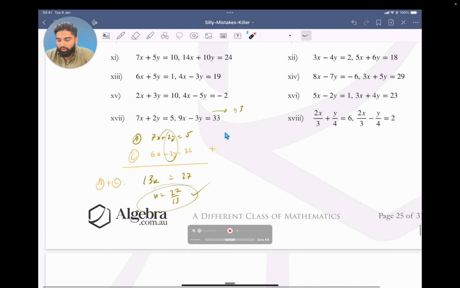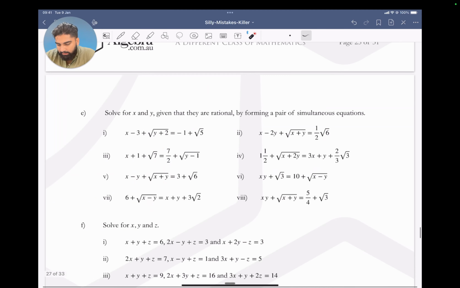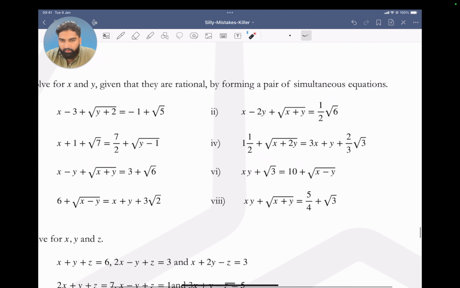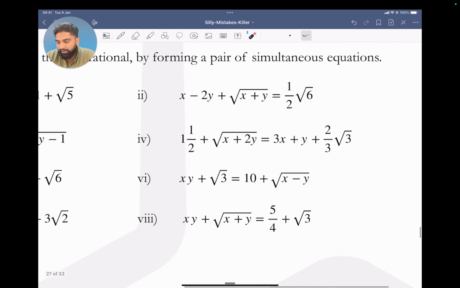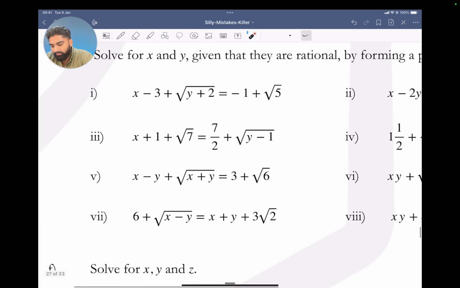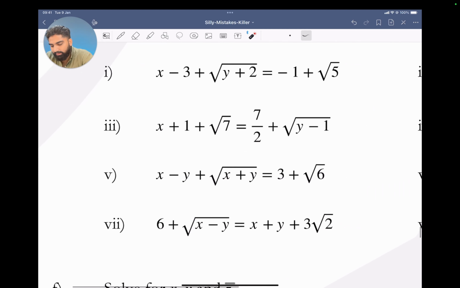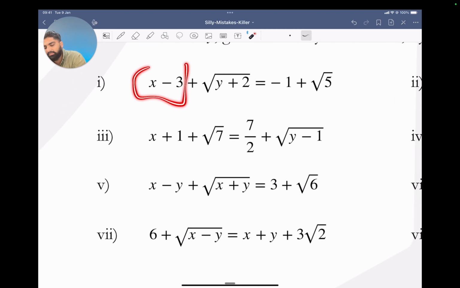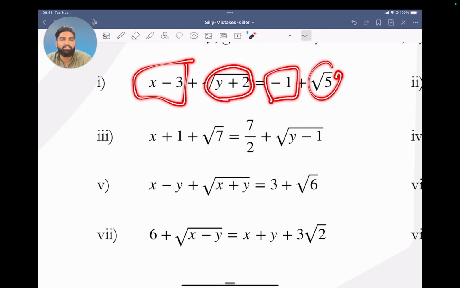Okay, moving on to the third one. These ones are really fun. This is probably one of my favorite questions, to be honest. When you have something like this, I'll give you a clue: you have to equate the rational numbers with whatever is rational. Actually, I'll give you an easy one, so let's start off with this one here. So you equate the rationals with the rationals and the irrationals with the irrationals, and that's how you solve them.